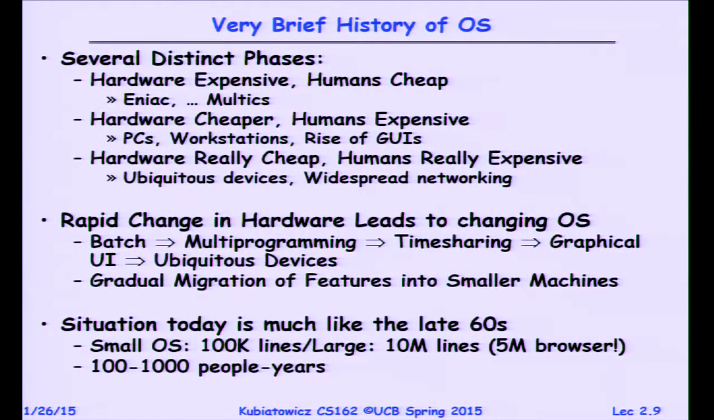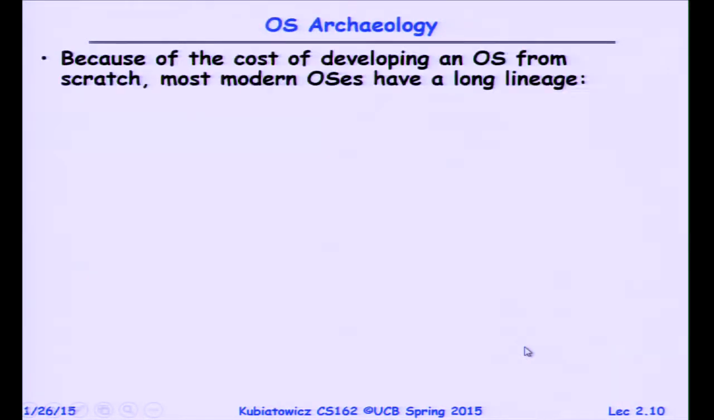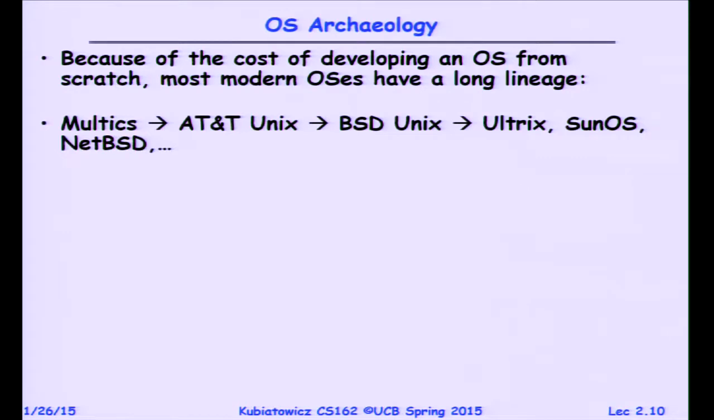And we're in a situation where a small OS is 100,000 lines and a big OS might be 10 million lines or more easily, and browsers are 5 million or more lines of code. So that's a lot of lines of code to get correct. Okay. And what's kind of interesting is if you do tracing, let's do some OS archaeology. Presumably you're not taking out your little hammer and chisel and chopping away at the web browser, but you could look.